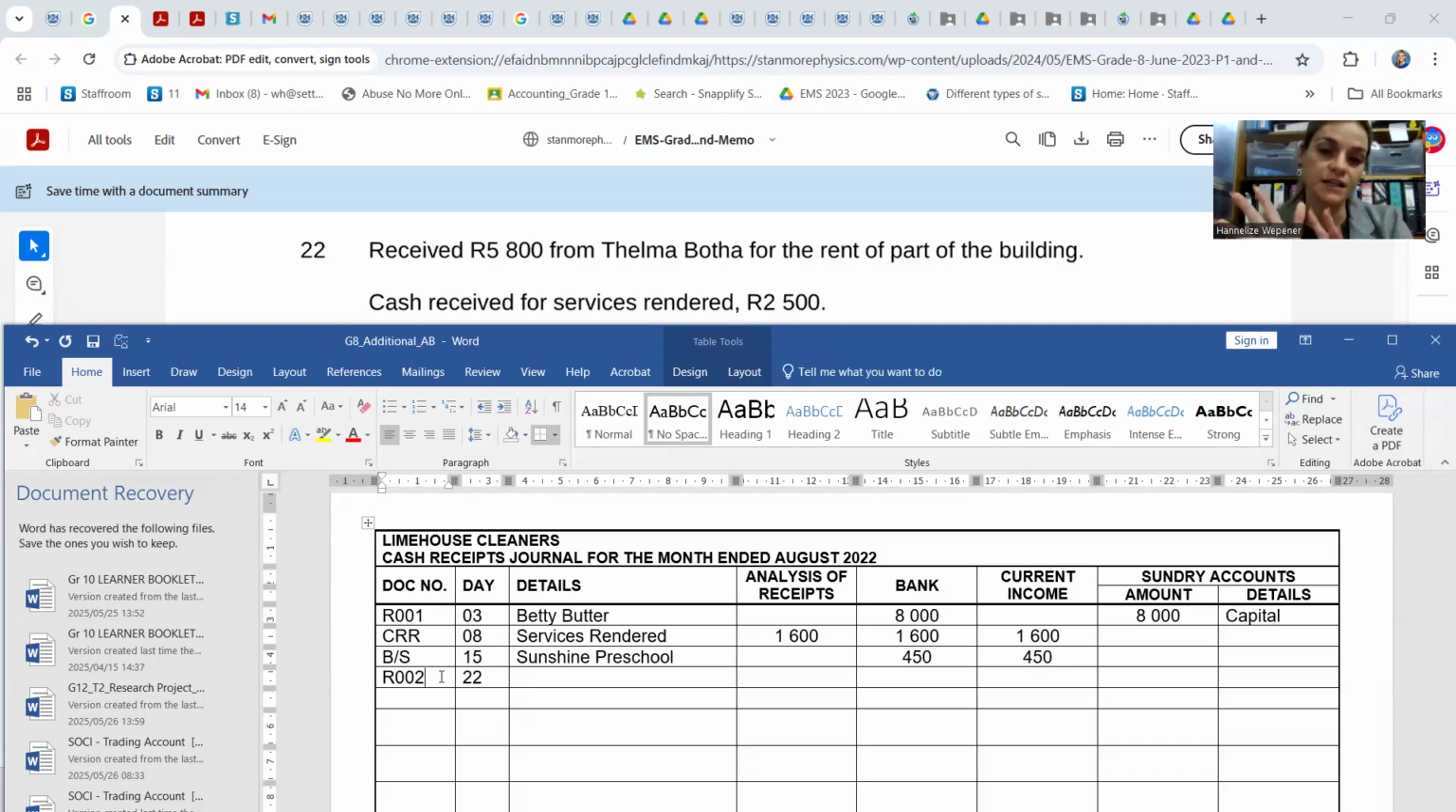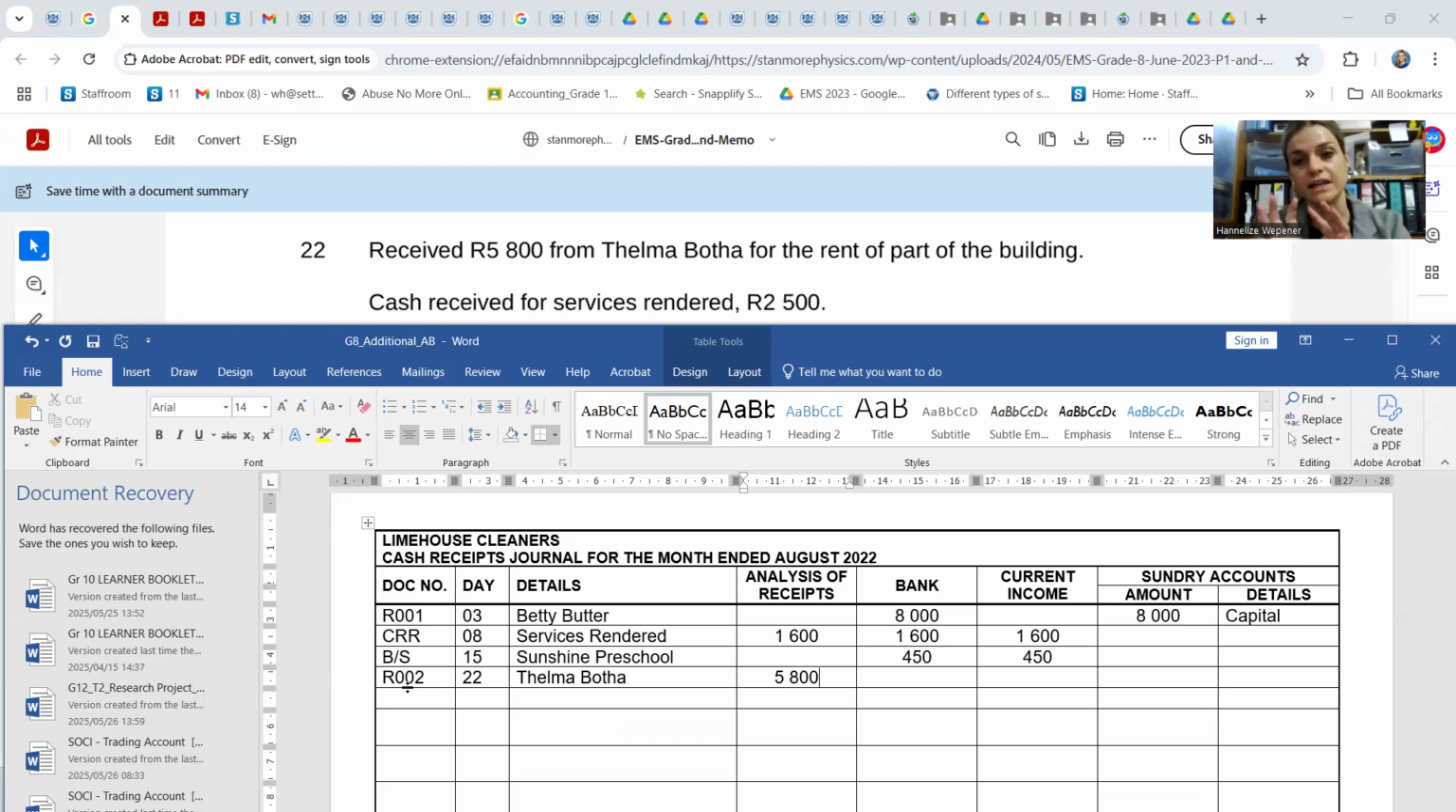So if we don't tell you it's directly into the bank account, then assume that you received it at your business premises, which means that you had to issue a receipt. The receipt number will just follow on the previous receipt number. And this was received from Thelma Witter. Because it is at the business premises, it must first go to analysis of receipts.